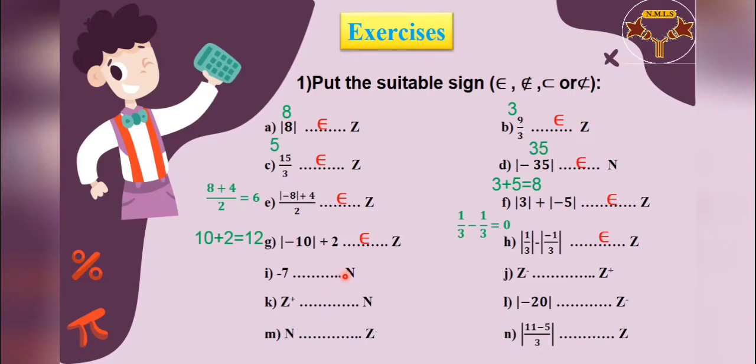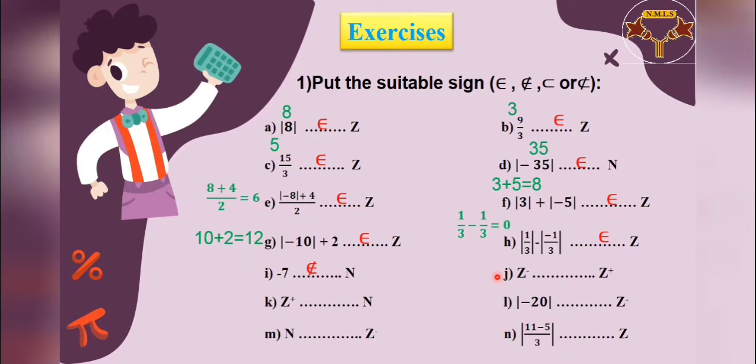Number I, negative 7 and N. Negative 7 is a negative number, belonging to the set of negative integers. It doesn't belong to N because N is 0 and the positive integers.